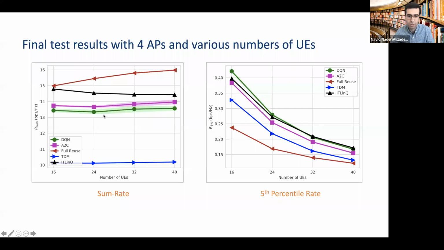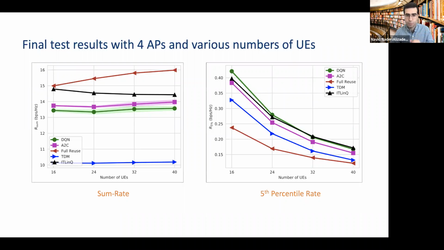By the way, the shaded regions are the standard deviation across 5 individual training runs. And again, you see that in terms of 5th percentile rates, DQN is beating ITLIQ. It's having a little bit of loss in terms of sum rates, but it's really a decent performance, again, imagining that this is all done in a distributed way.